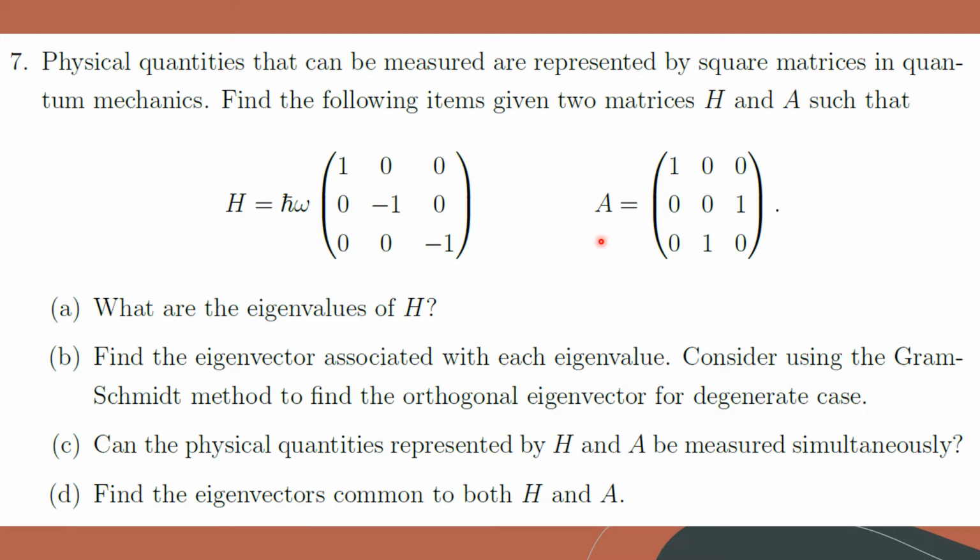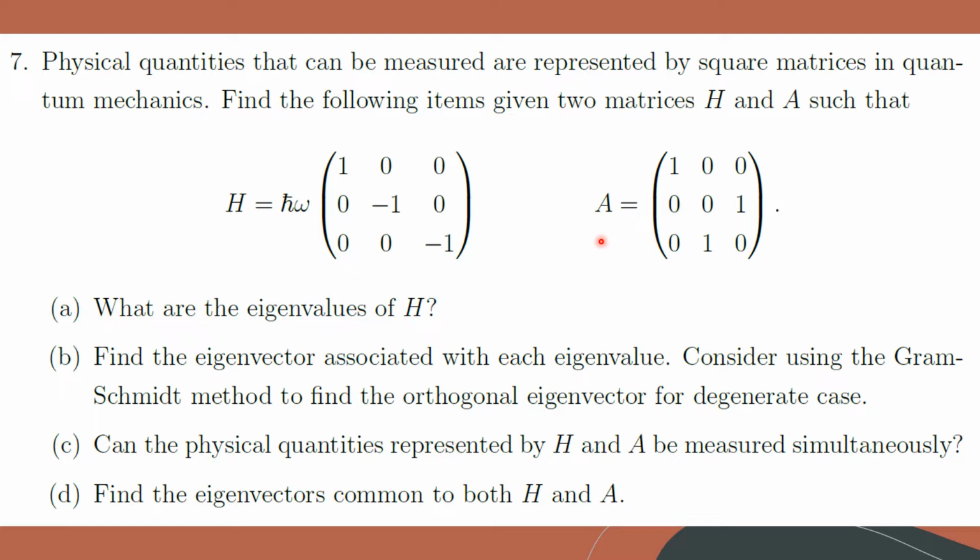So there are four sets of questions, and this is rather commonly seen in your quantum mechanics course. For those who haven't tried this, you might want to pause the video and try it on your own before you look at the answers. Right, so now let's go to number 7a. Here they ask what are the eigenvalues of H.